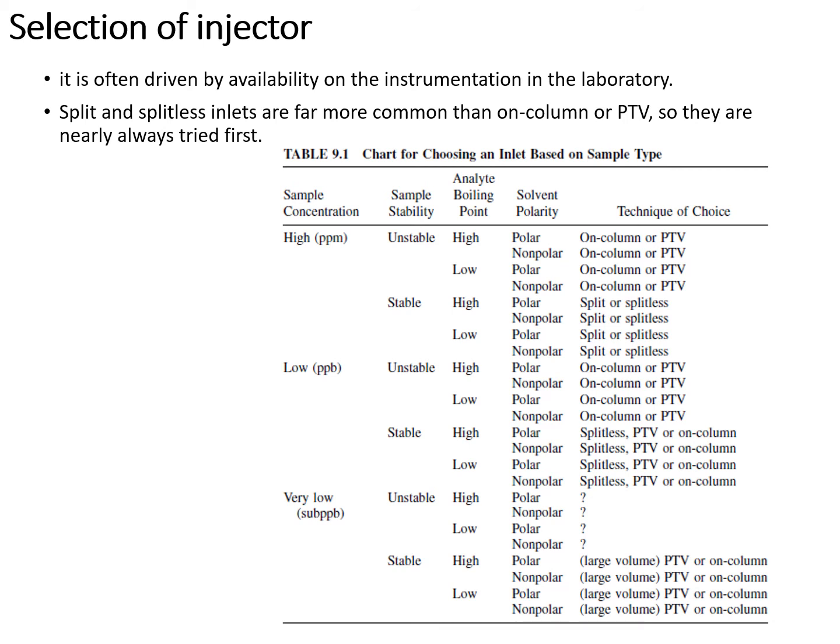So class, selection of injector. It is more often driven by the availability of instrumentation in the laboratory. Split and splitless inlets are far more common than on-column or PTV, so they are nearly always tried first. For example, here is a chart for choosing an inlet based on sample type. For example, if the concentration is very high, the sample stability is unstable, the analyte boiling point is high, and the solvent polarity is polar or non-polar, then the technique of choice can be on-column or PTV. So you may refer to the rest of the examples in this table.